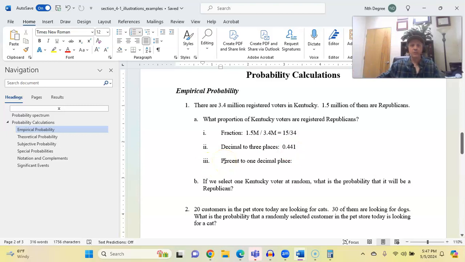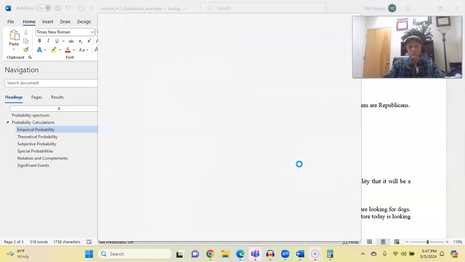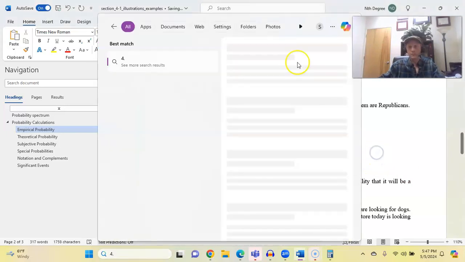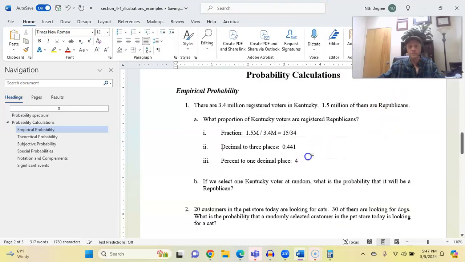Part 3, how would we write this as a percent rounded to 1 decimal place? Well, that's easy. We just shift this decimal point 2 places over to the right. So 0.441 becomes 44.1%.